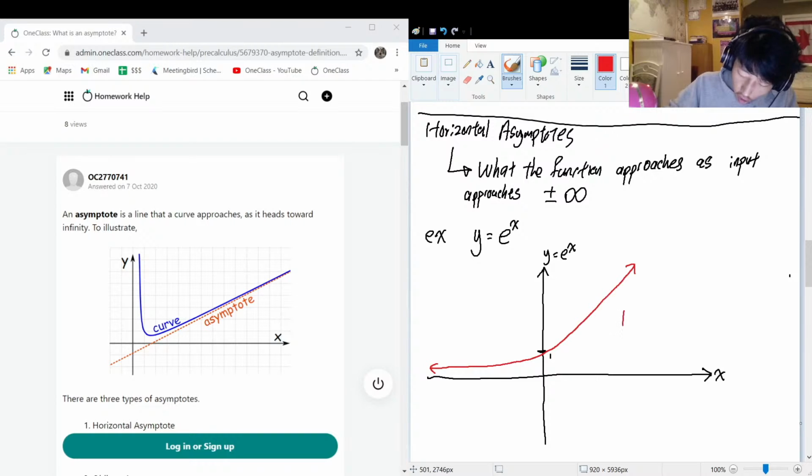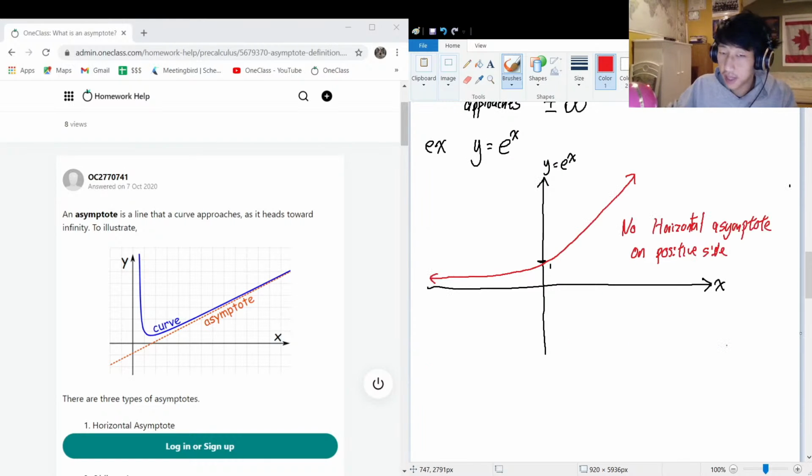So here, there's no horizontal asymptote on the right side. As you go towards positive infinity, there's no horizontal asymptote because the function is not approaching a particular value. It's approaching infinity. So here, there's no horizontal asymptote on the positive side. But on the negative side, there is.